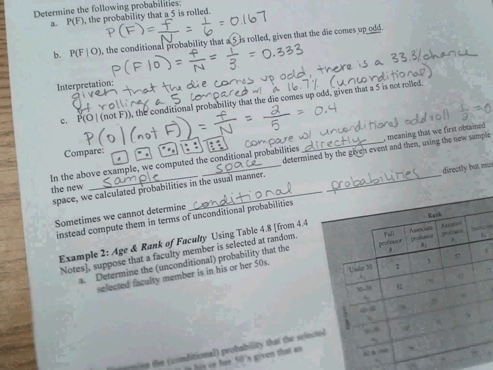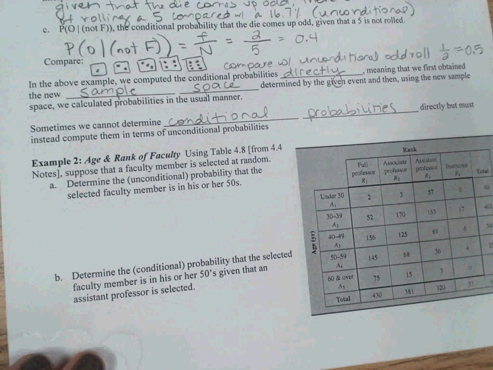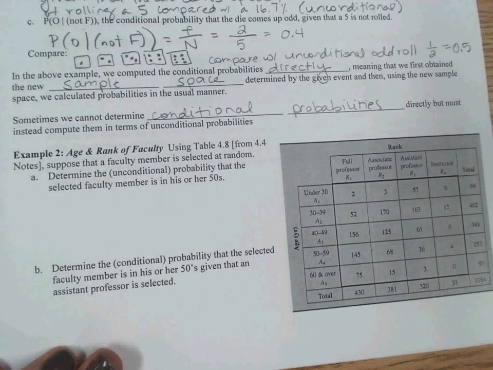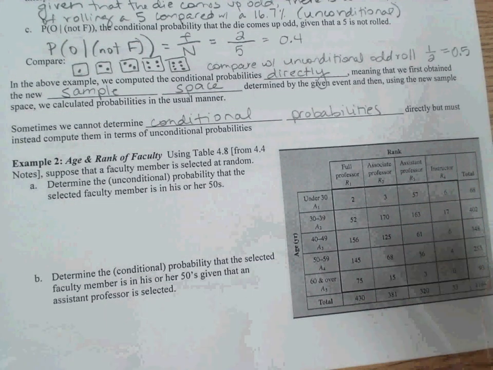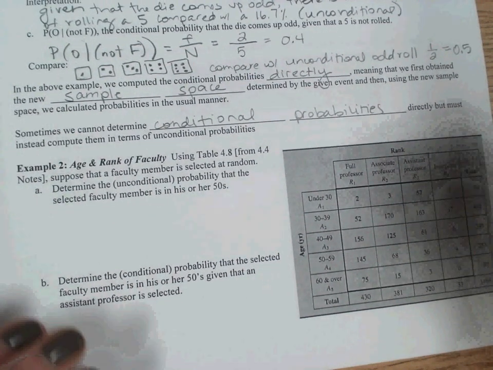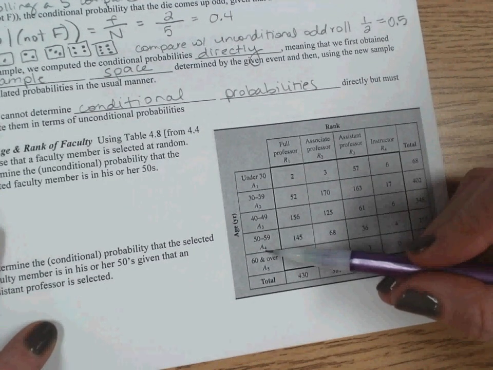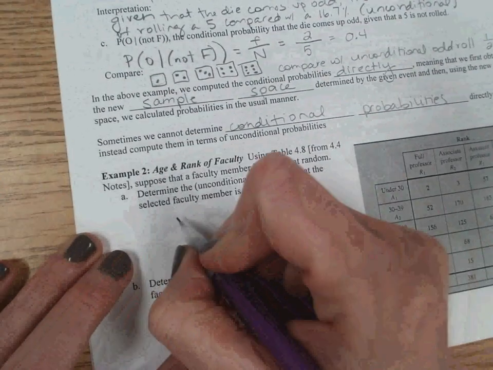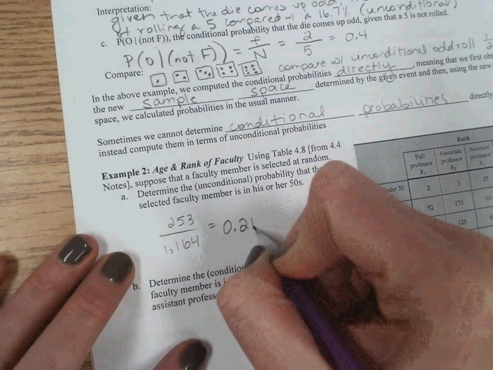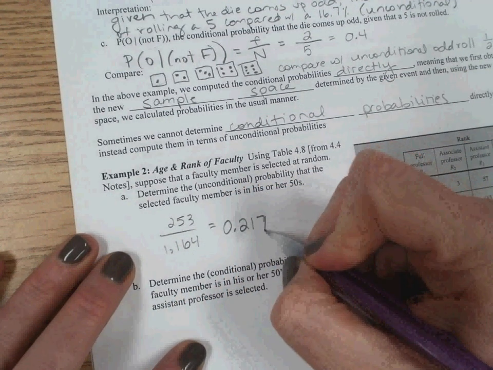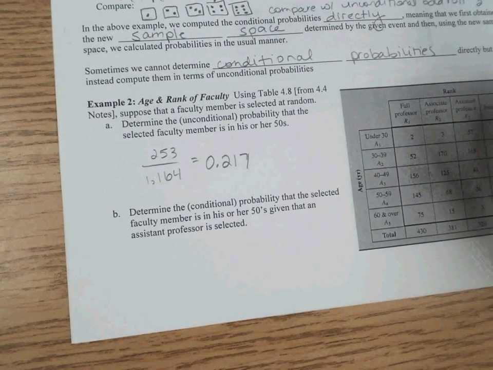Directly, but instead we need to compute them in terms of unconditional probabilities. So let's take a look at this table here. Should look familiar: our ages and ranks of different faculty members at a college. Part A says determine the unconditional probability that the selected faculty member is in his or her 50s. So we go to the row that is 50s, and we see 253 out of 1,164, and we get 0.217. So about 21.7% of the faculty is in their 50s.